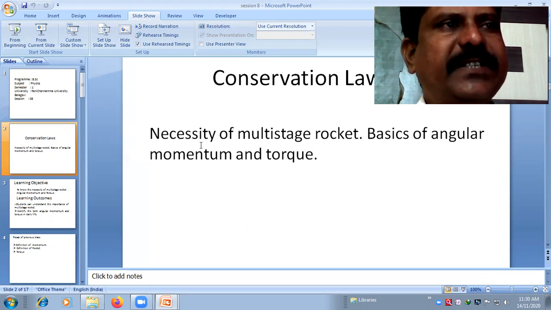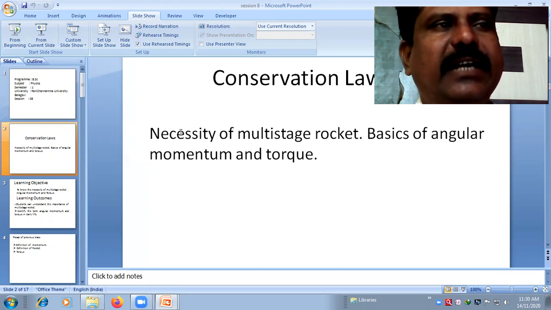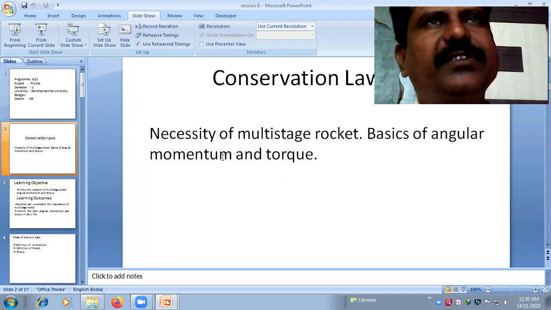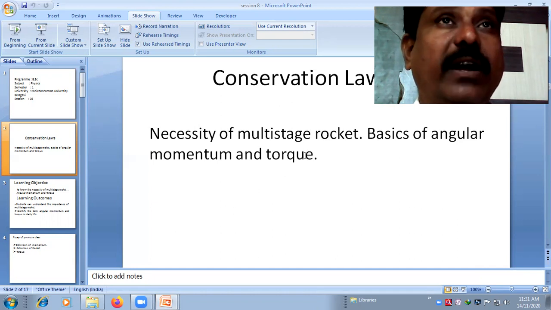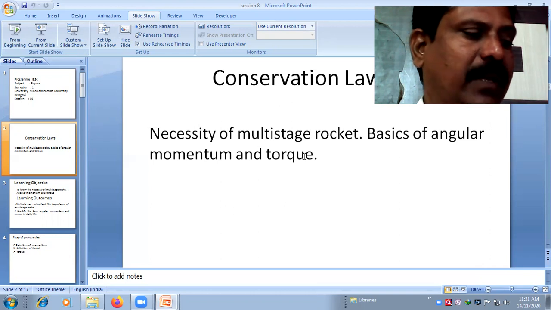So what is the necessity of a multi-stage rocket? As I have already mentioned, in order to have a higher velocity, in order to increase the velocity of the rocket, we need a number of stages in the rocket. The double stage rocket, and next is the triple stage. That is how many engines, how many fuel engines, you can use.